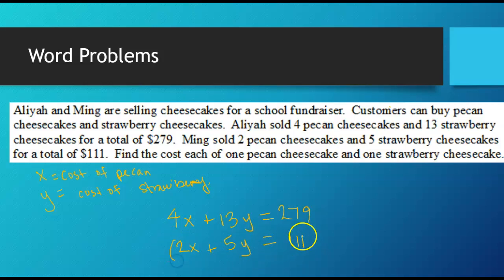If I multiply everything in the bottom equation by -2, I'm going to have equal opposite terms here. So I'm going to write it above here. So -2 times 2x is -4x. -2 times 5y is -10y. And -2 times 111 would be negative 222. Okay, so I'm ignoring this one now, and I'm just looking at these two.